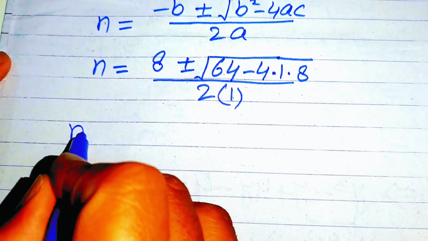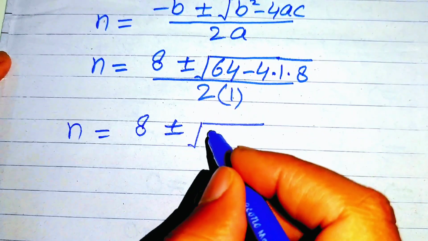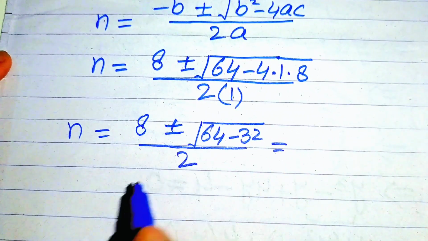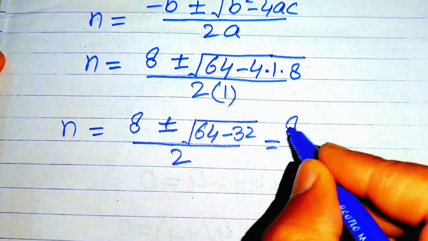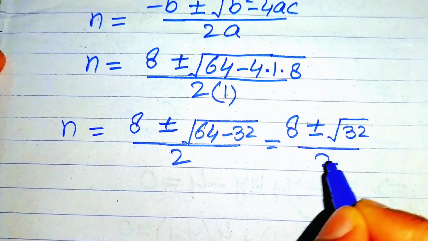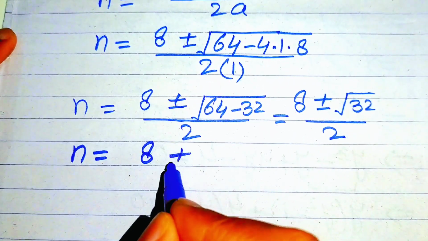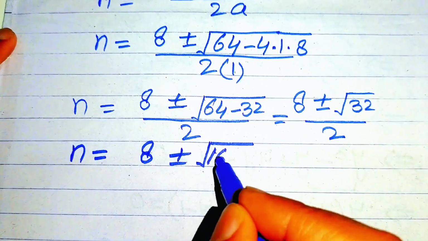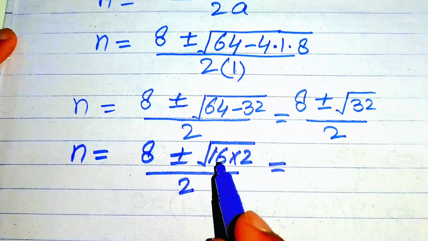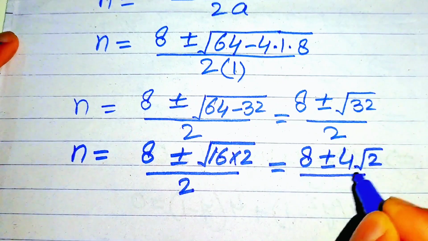In the next step we simplify this equation and we have 8 plus minus square root of 64 minus 4 8s are 32, divided by 2. Again we simplify these terms and we get 8 plus minus square root of 64 minus 32 equals 32, divided by 2. Again we simplify and write n equals 8 plus minus square root of 32, and we write it as 16 times 2. We know that 16 times 2 is 32 and this is whole divided by 2. And here you see that the square root of 16 equals 4. So we write it as 8 plus minus 4 times square root of 2 divided by 2.